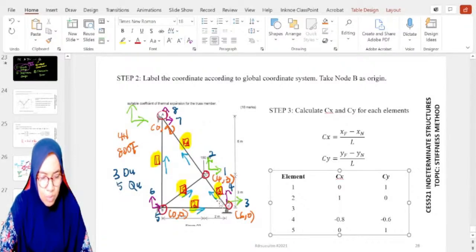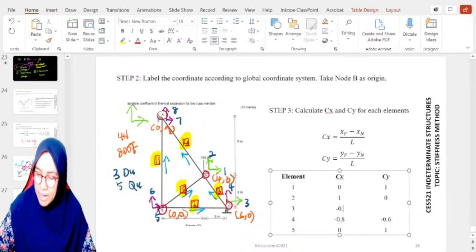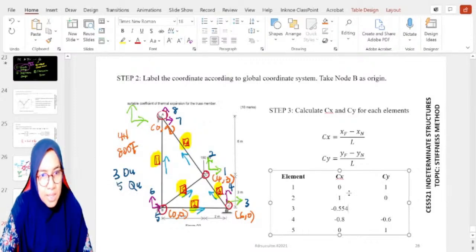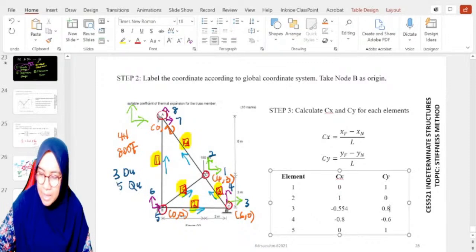It is negative 0.554. For Cy, it is 3 minus 0, so 3 divided by 3.61. It is 0.831, positive.